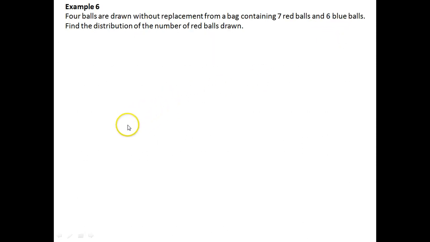Another example. 4 balls are drawn without replacement from a bag containing 7 red balls and 6 blue balls. Find the distribution of the number of red balls drawn. So we need to define what our random variable is going to be. Let X be the number of red balls. Then X can have values 0 red balls, 1, 2, 3 or 4. Remember, we are choosing 4 balls from the bag.